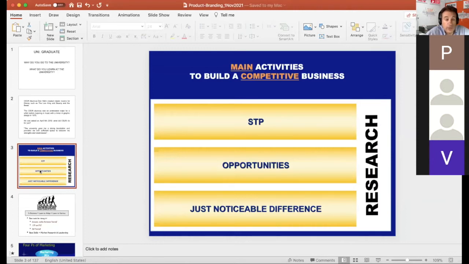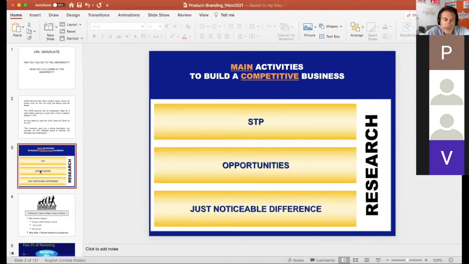Then the just noticeable difference is what change you're going to make to be noticed. If it's too big of a change, people are, like Arash said, afraid of changes. If it's not enough of a change, it's not substantial enough for them to want to take your product. So you have to have this balance of enough change so that people see it as a benefit, and it's what they want. It's the perfect match to what they want, and it's not overwhelming.